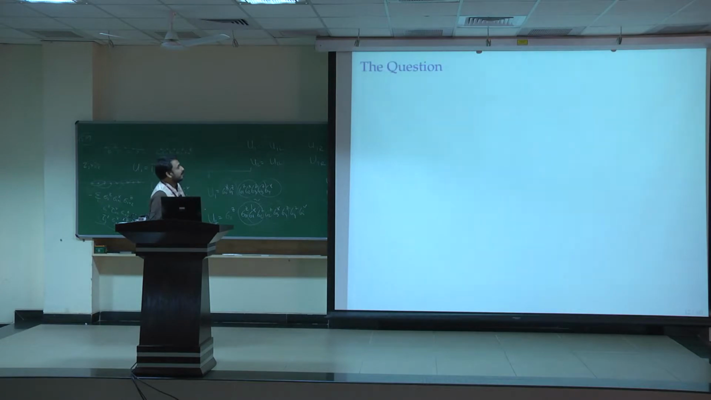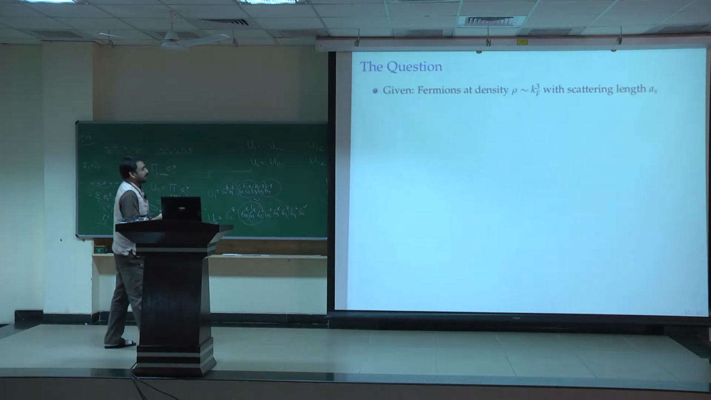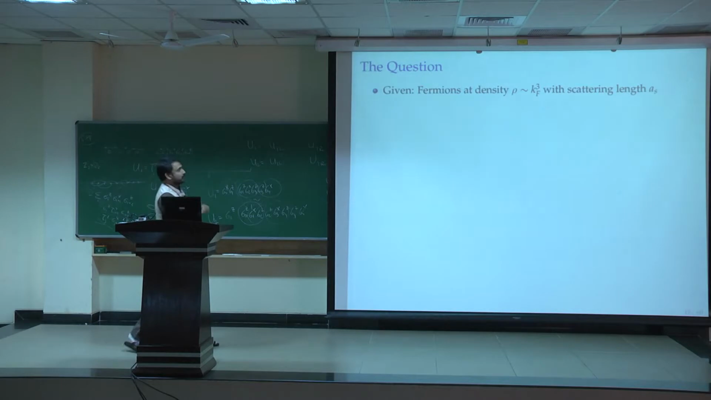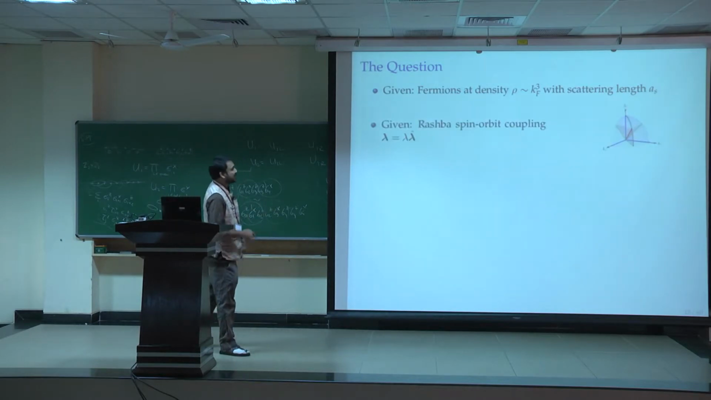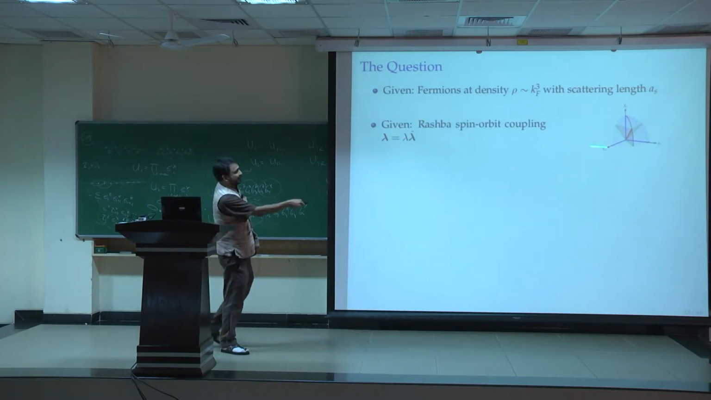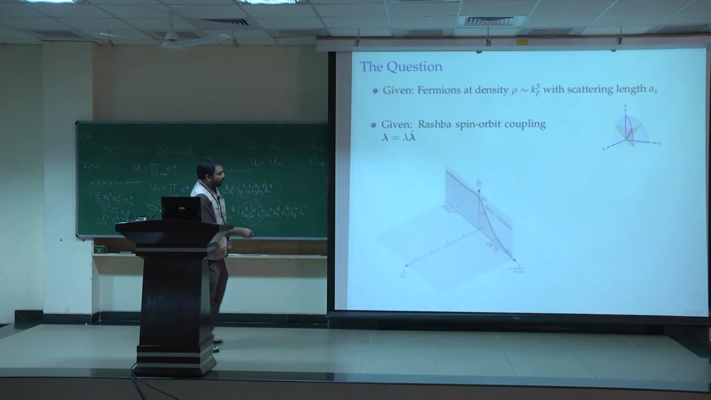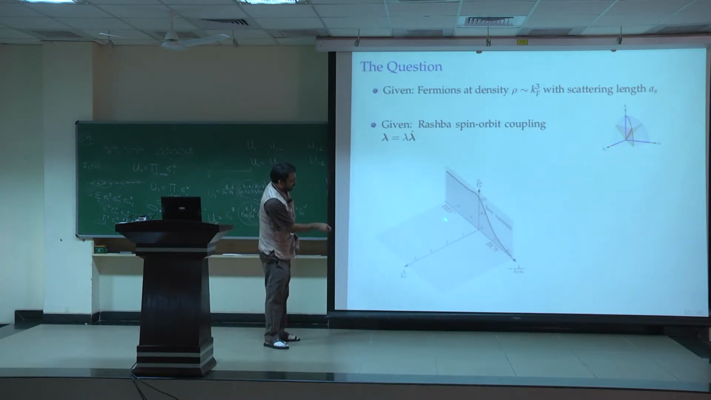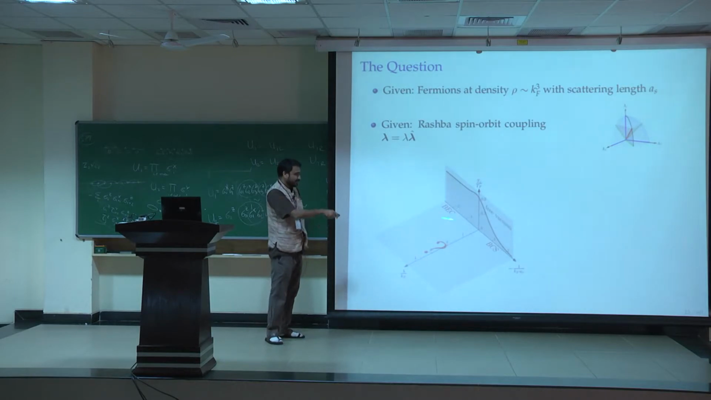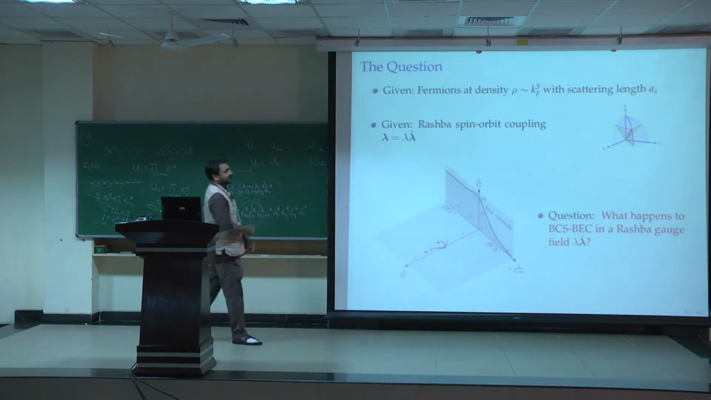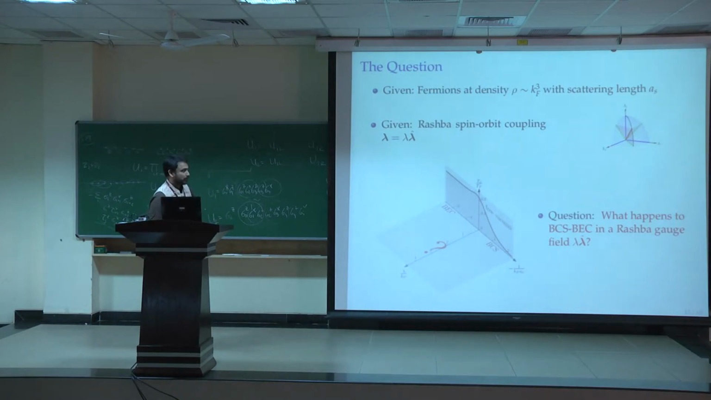Okay, good. So now I ask the question. I'm giving you a density of fermions, which is kf cubed, and a scattering length as. I'm giving you some vector in this configuration space. So this is spin orbit coupling. And I know what is the phase diagram in free vacuum, which is when lambda equal to 0. So the question I'm asking is, what is the phase diagram here? So what is happening in this question? So what happens to, for example, BCS-BEC when you have this gauge field?